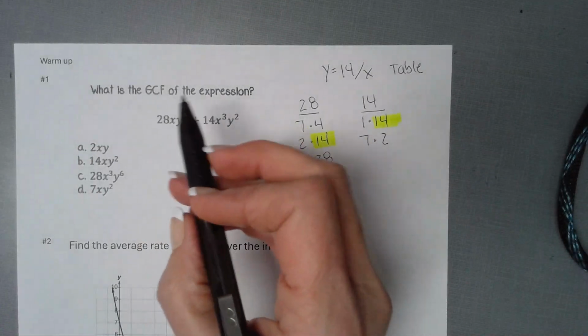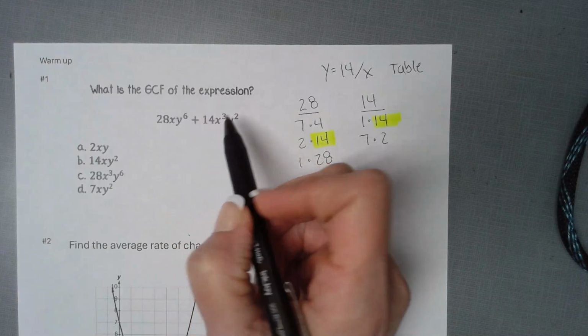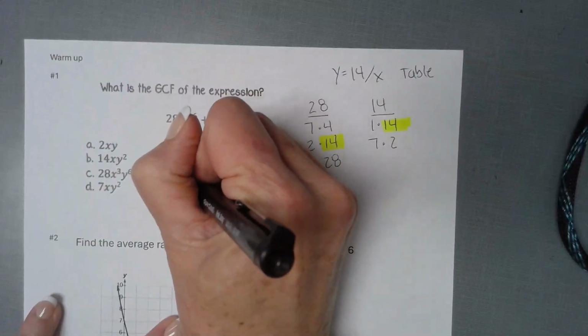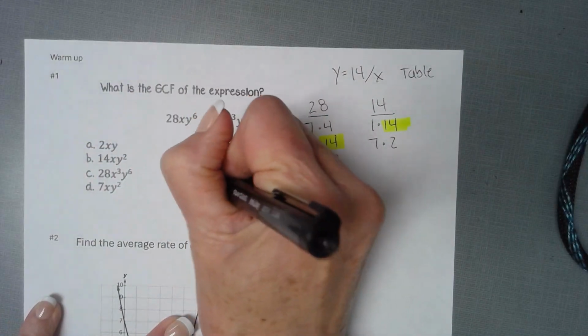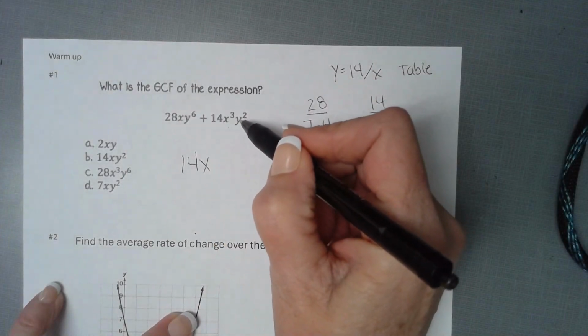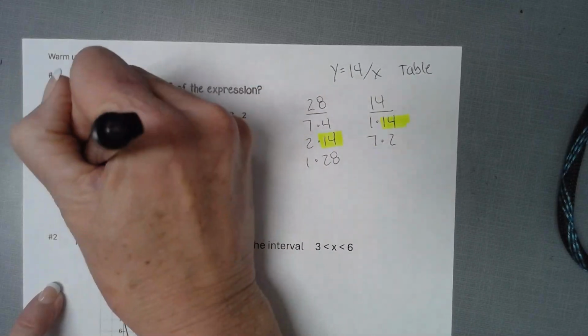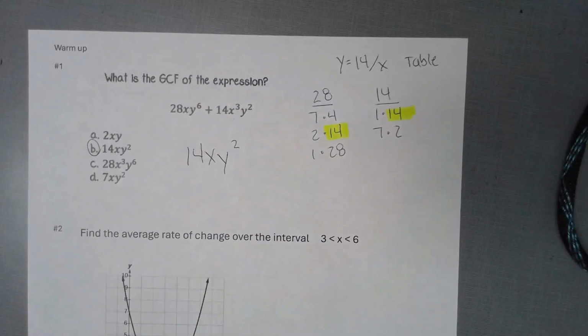Okay, variable-wise, the variable has to show up in all the terms. X does. So I pick the smallest power that's up there, and that's going to be x to the first power. Does y show up in both terms? It does. So I pick the smallest power up there, and that's y squared. So the correct answer was B.